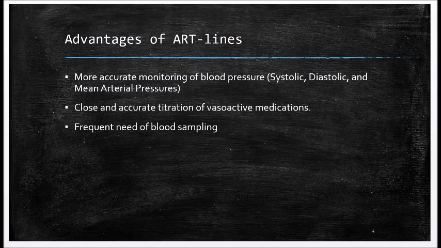Which brings us to some of the advantages of the arterial line. So more accurate monitoring of blood pressure, systolic, diastolic, and mean arterial pressures. It is used for accurate and close titration of vasoactive medications, so medications that have an effect on your blood pressure and your heart rate. And it is also used for patients who need very frequent blood sampling, so that you don't need to poke the patient every time you need to do blood.